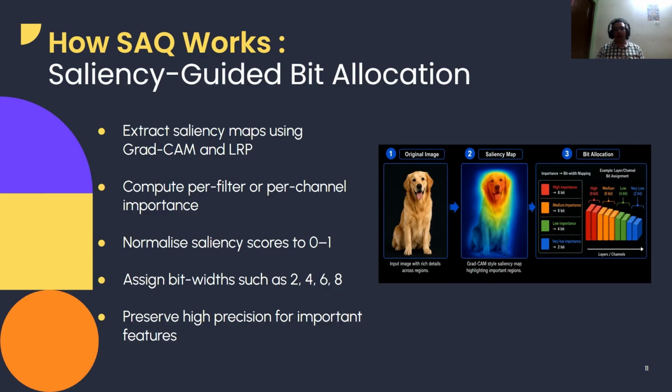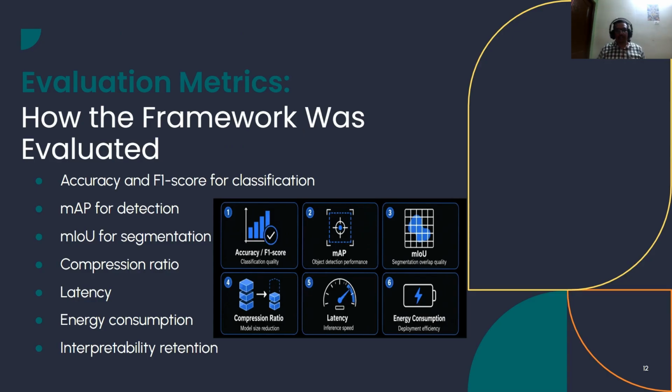Now that I have explained how the framework works, let's look into how it was evaluated. To evaluate the framework, I used both predictive and deployment related metrics. For classification, I used accuracy and F1 score. For object detection, I have used the mean average precision. For semantic segmentation, I used the mean intersection over union. But predictive performance alone is not enough for the comparison study. So I have also measured the compression ratio, latency, energy consumption, and interpretability retention.